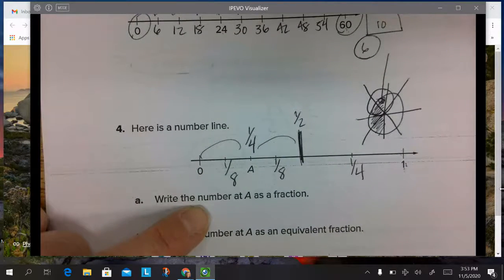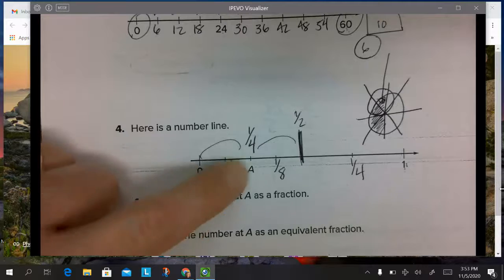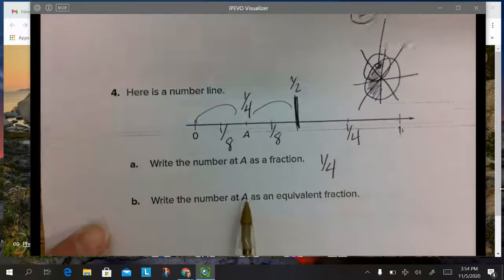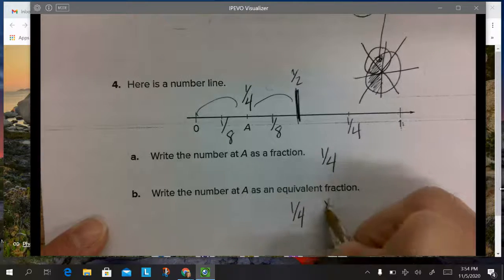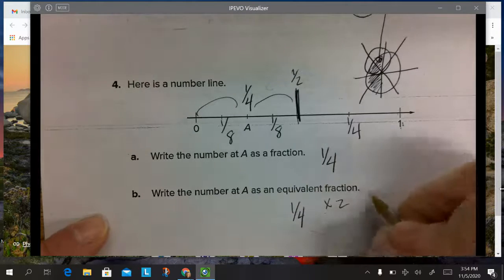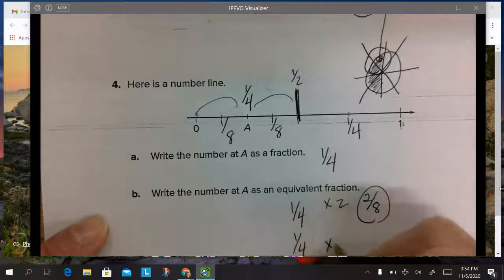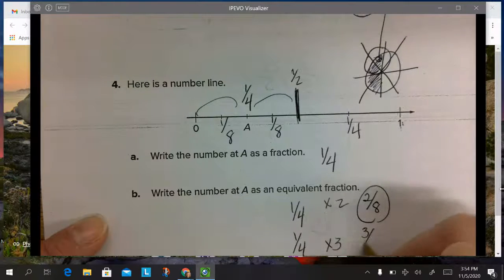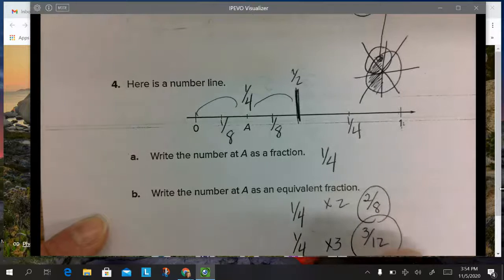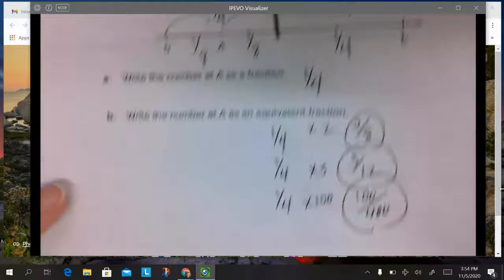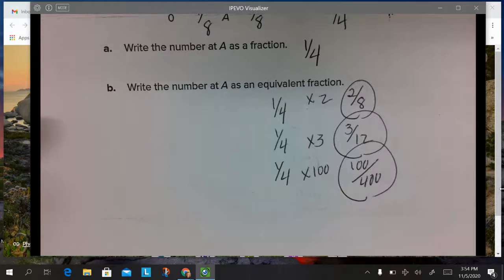All right, so it says, write the number a as a fraction. A would be 1/4, okay? And it says write a as an equivalent fraction. Well, now you have 1/4, and I'm going to say, well, why don't you double it? What would that be? That would be 2/8. Or if you have 1/4, then I'm going to say triple it. That's going to be 3/12. Okay? Or if I have 1/4 and I want to make it huge, times it by 100, it's going to be 100 over 400. Okay? Oops. You can't see my paper. Sorry. All those work.